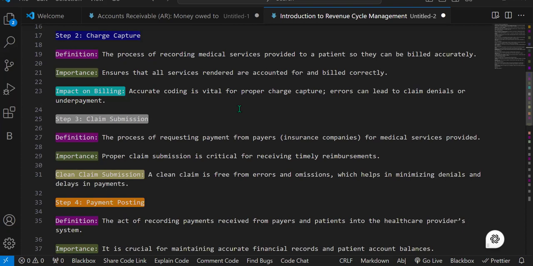They will give the payments to the doctor's office as timely reimbursement, or otherwise they will deny if there is an error. Clean claim submission: a clean claim is free from errors and omissions, which helps in minimizing denials and delays in the payments. So while sending the claim forms, you should minimize the denials and delays in the payments.